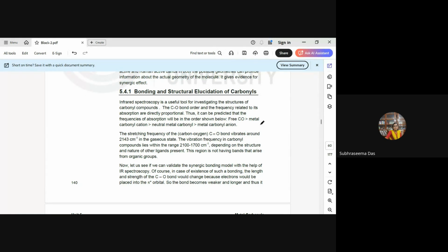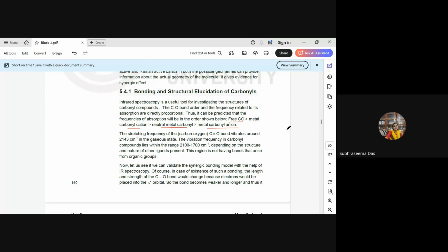The CO bond order and frequency of absorption are directly proportional. Thus it can be predicted that the frequency of absorption will be of the order: first the free CO, which will absorb at a very high frequency, followed by the metal carbonyl cation, then the neutral metal carbonyl, followed by the metal carbonyl anion.